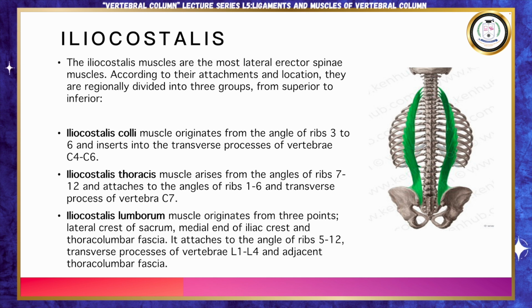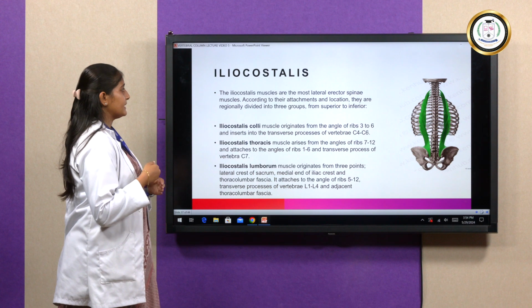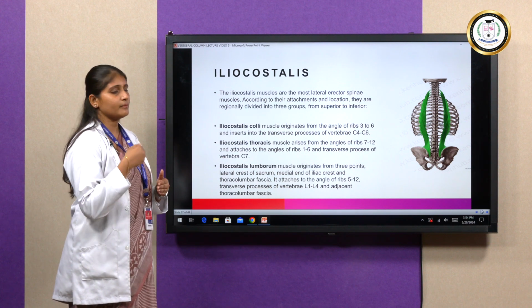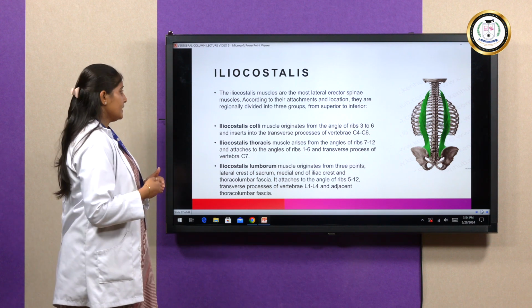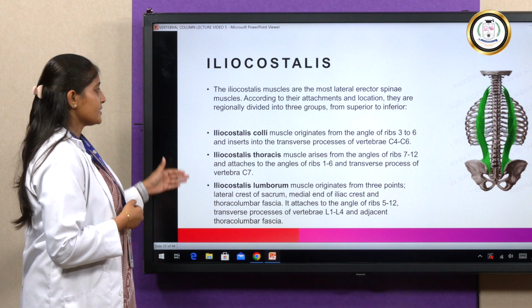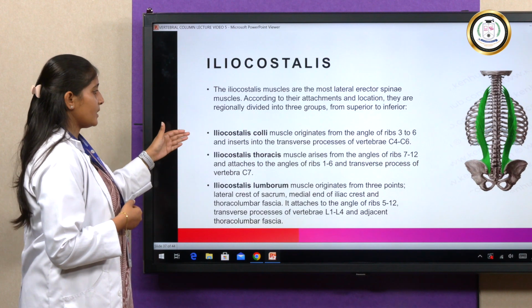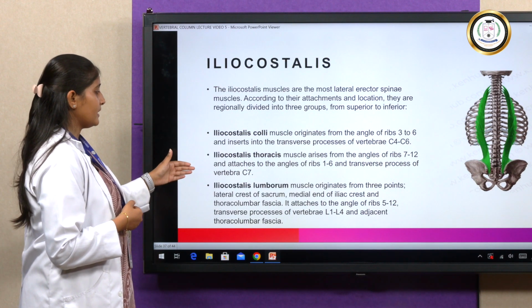The iliocostalis is the most lateral erector spinae muscle. According to their attachment and location, they are regionally divided into three groups from superior to inferior. So the iliocostalis is divided into three groups: iliocostalis cervicis, iliocostalis thoracis and iliocostalis lumborum. These are the three groups present from the cervical to the lumbar region.